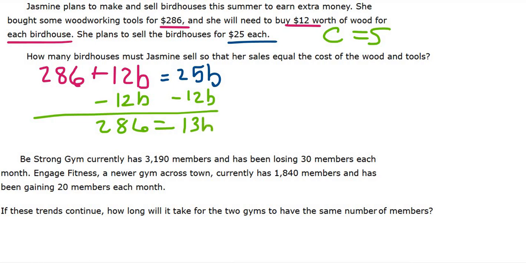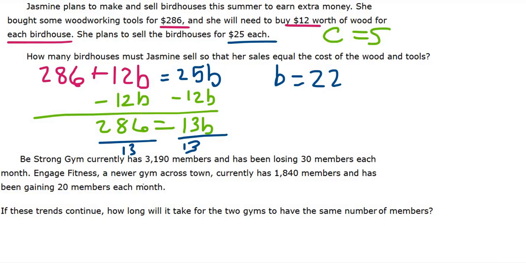That means 13 times b, and the opposite or inverse of multiplication is division. So I divide both sides by 13, and that's going to give me 22. So Jasmine needs to make and sell 22 birdhouses before she breaks even, and then after that she'll make some money.